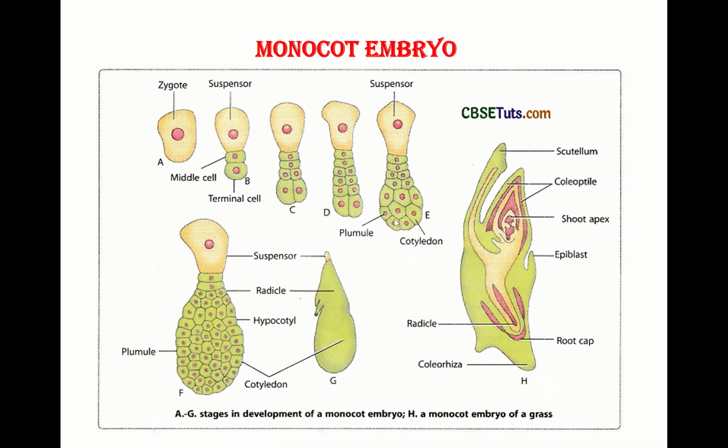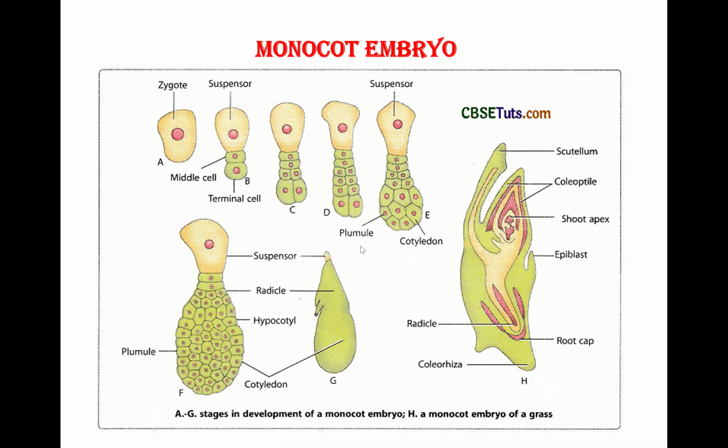This is a globular shaped embryo, so it keeps on dividing to produce this kind of embryo. Hypo means below the cotyledons region. So if it is present below the cotyledons, then it is called hypocotyl. If it is present above the cotyledons, then it is called epicotyl.